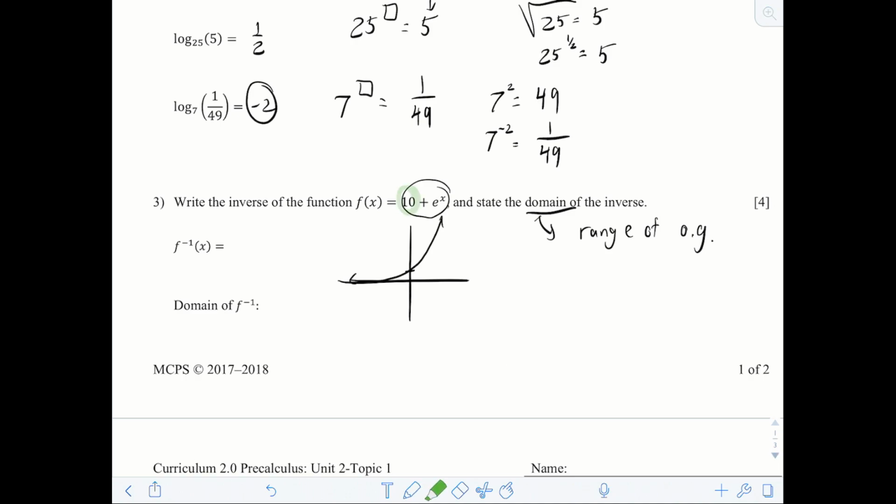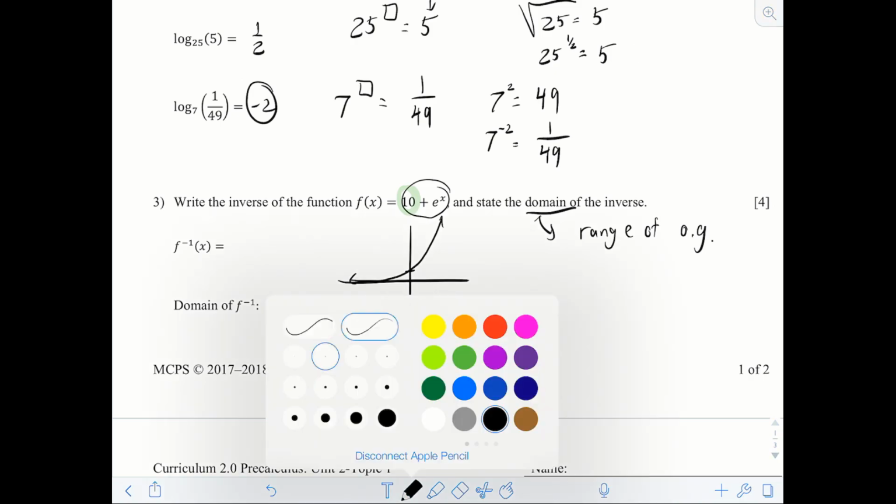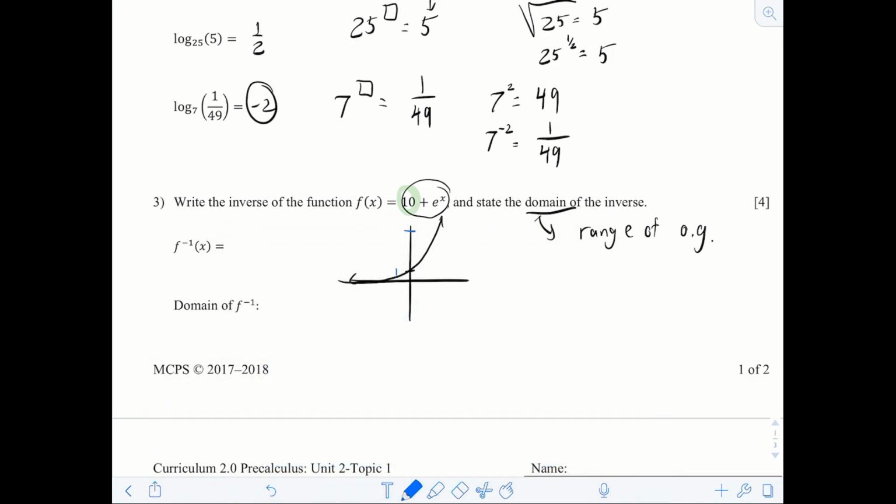Now this 10 piece, right, that means that we're just moving it up 10 units. So if this is 1, this is now going to be at 11. So I end up getting a graph that looks like this, and my horizontal asymptote is going to be at y is equal to 10. So that means that the range of the original is going to be from 10 to infinity. Now, it's also a parentheses because we're not including 10, because there's an asymptote at y is equal to 10.